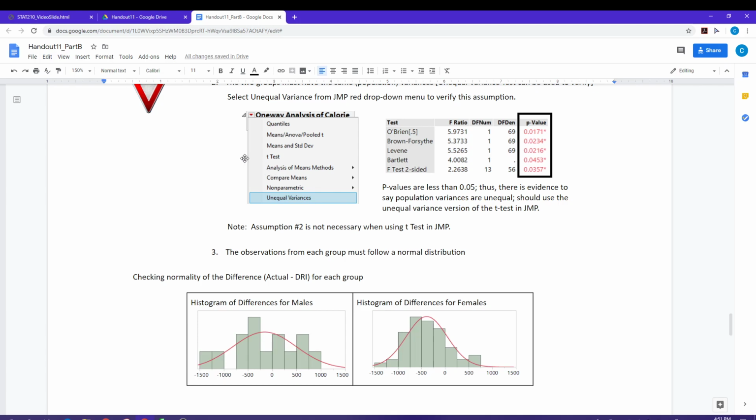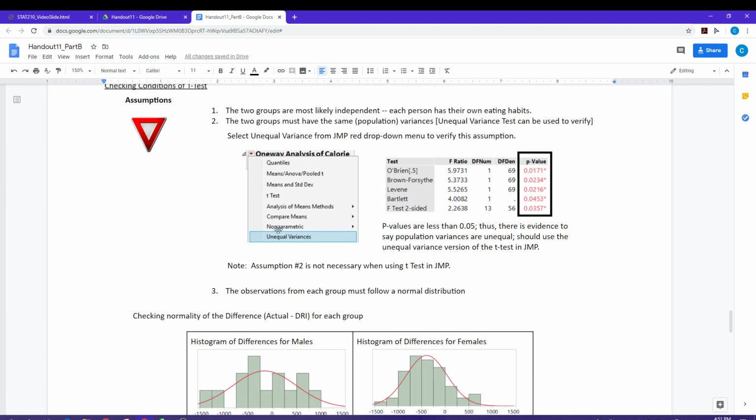Now, what we've done in Handout 11 is always use just the t-test here. The t-test does not actually need assumption number 2. So the t-test version done by JMP does not require that the variances be the same. We talked about that in Part A of this handout.